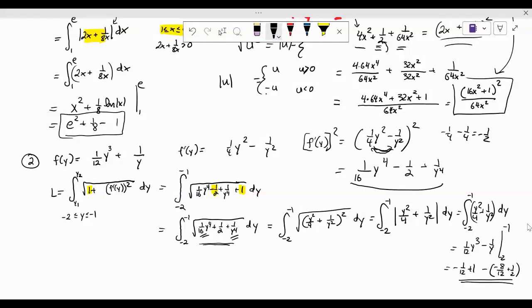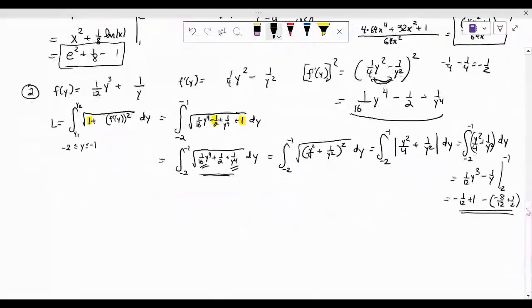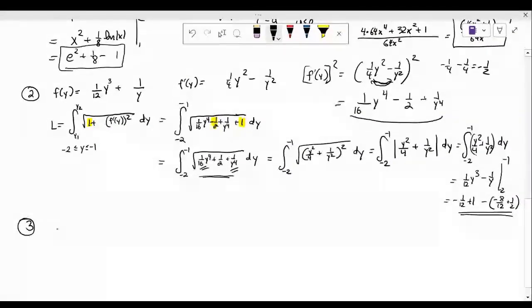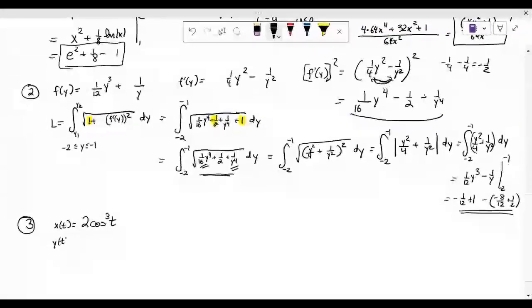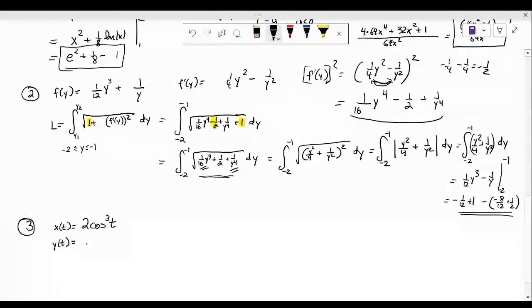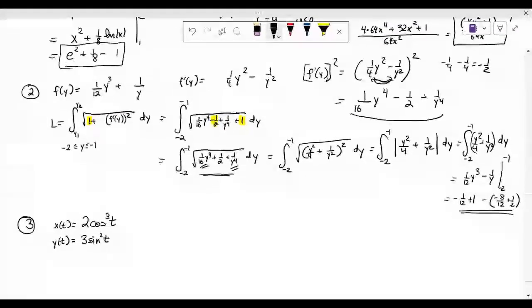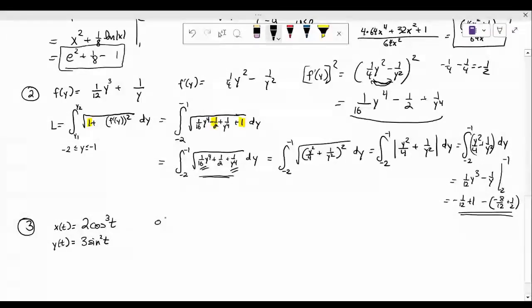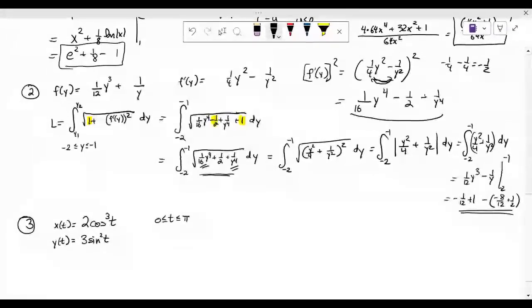Cool. So the third example. Let's do x as a function of parameter t. It's equal to 2 cosine cubed of t, and y is 3 sine squared of t. Let's say t goes from 0 to 2 pi. And we're again asked for arc length, right? The length of the curve.